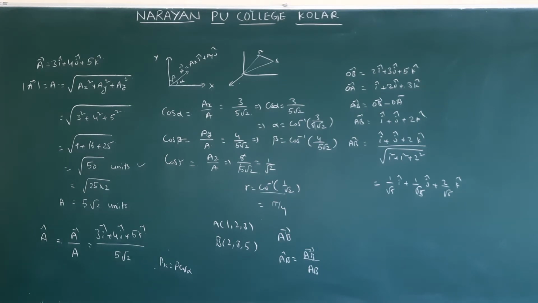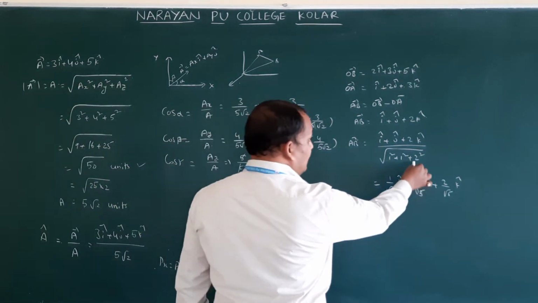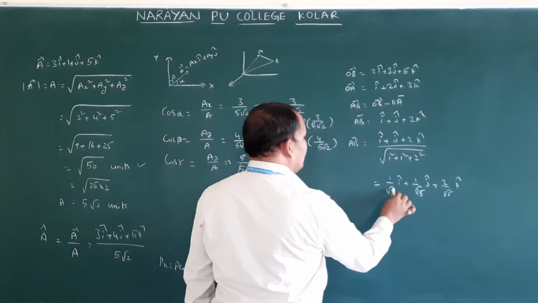Next, see example 32. So that is not 5, this is 6, because it is 4 plus 1 plus 1, which is 6.